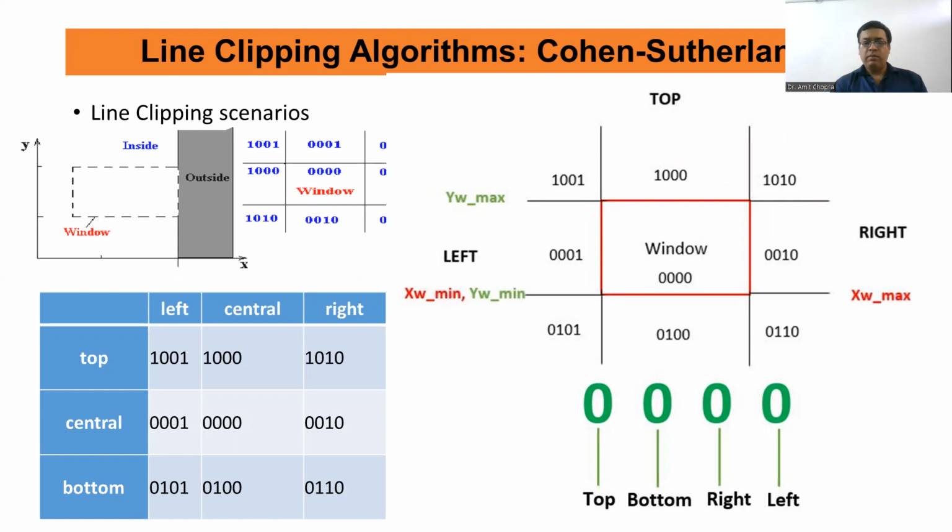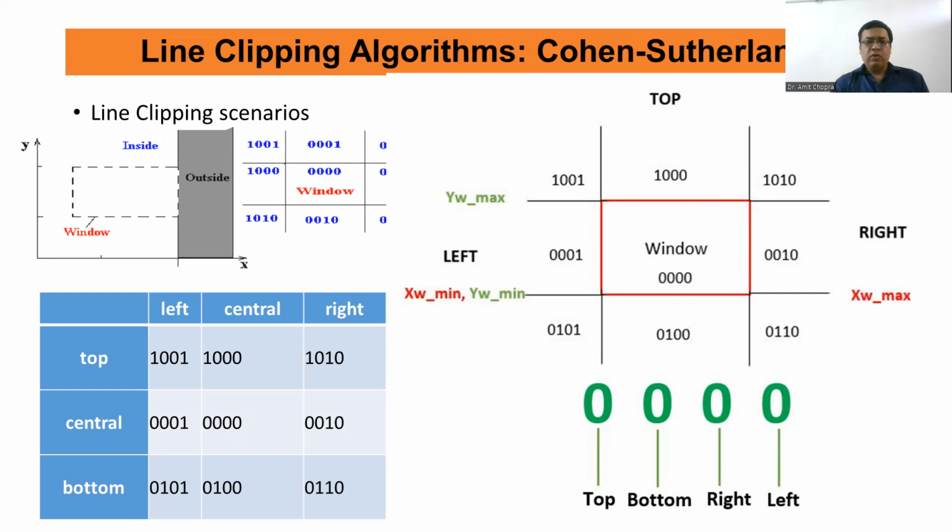Top right, bottom left. Now, we are going to mark the regions like top, bottom, right, left. And for inside the window, the code is 0, 0, 0, 0. In case of top, the first bit is equal to 1, then all the other bits are 0, 0, 0. In case of bottom, set the top bit equal to 0, then the bottom bit equal to 1, then the rest, left and right, 0, 0.